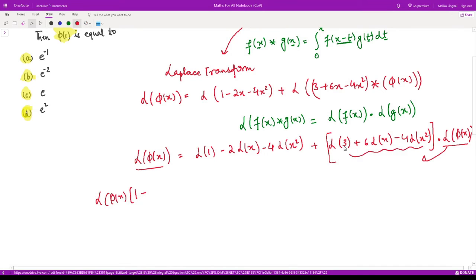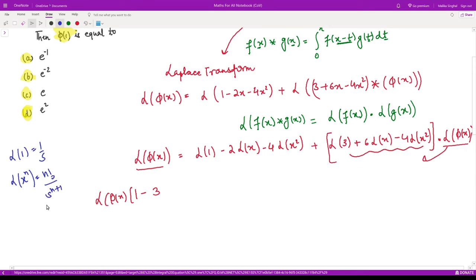So what would that be? 3 is also taken out, and the Laplace of 1, what is that? The Laplace of 1 is equal to 1 by s. The Laplace of x to the power n would be equal to n factorial divided by s to the power n plus 1.